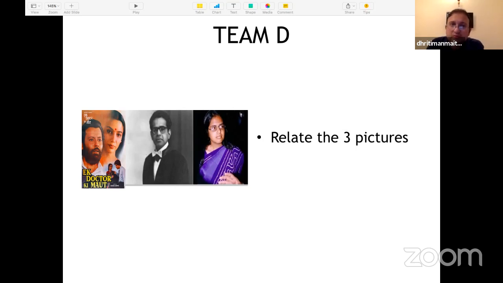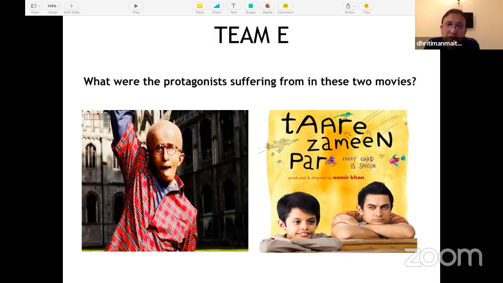Team E. It's a bit easy, I think. What were the protagonists suffering from in these two movies? First one was progeria, Hutchinson-Gilford progeria, and the second one was dyslexia. Okay, so team E gets 10 full. So we move on to team F.